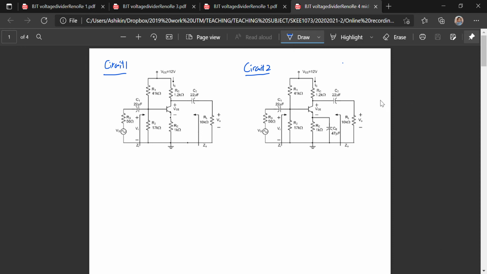Okay, let's do the AC analysis for mid-frequency.